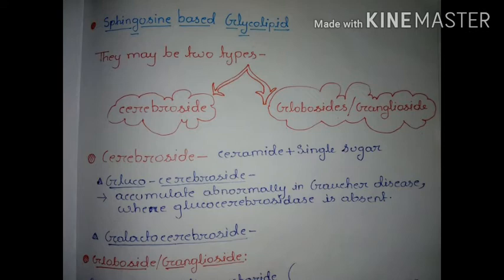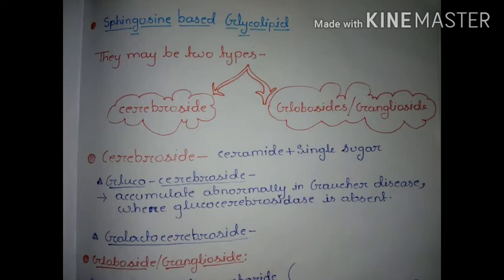So what is the role of the glucocerebrosidase? The role of the glucocerebrosidase is to cleave the sugar residues from the ceramide. So when the glucocerebrosidase is absent in the lysosome, the amount of the glucocerebroside increases abnormally, and that leads to an abnormal condition that is called Gaucher disease.